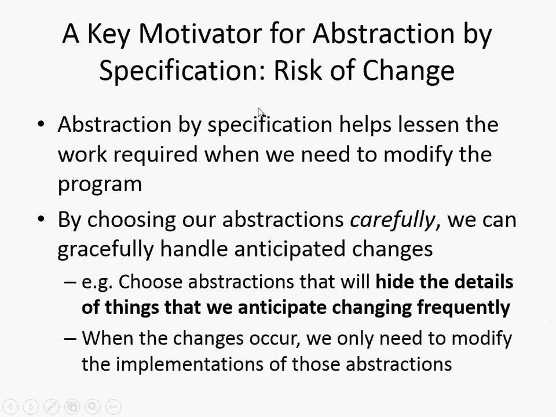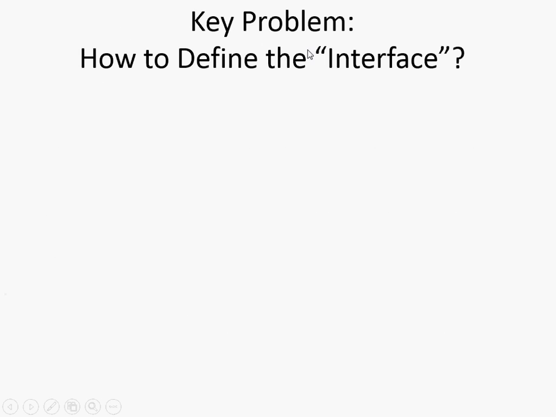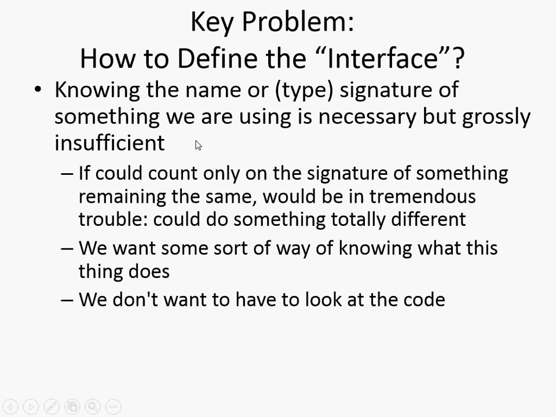So let's go talk about how we're going to do this. And again, we're buffering ourselves from change. Okay, so the key question is, how do we define the interface? And what I gave you last time, what I posted on the site, is really impoverished in this regard. It made use of abstraction by parameterization, but we hadn't really made use of abstraction by specification yet.